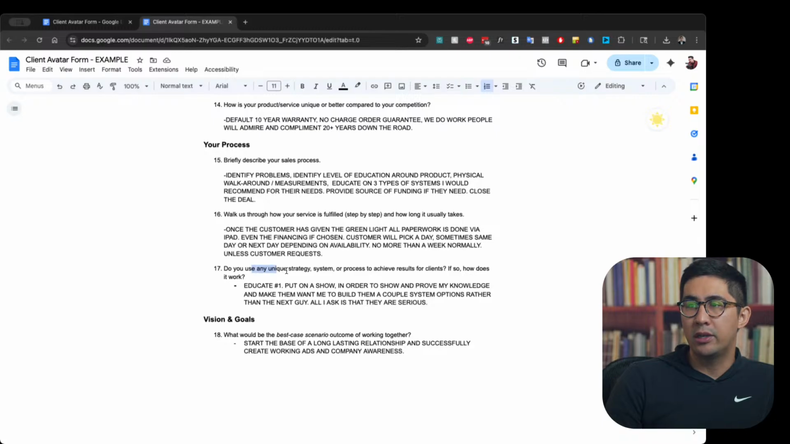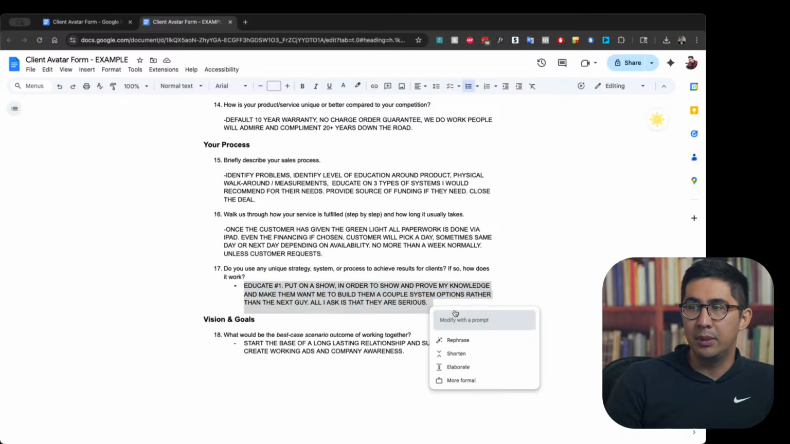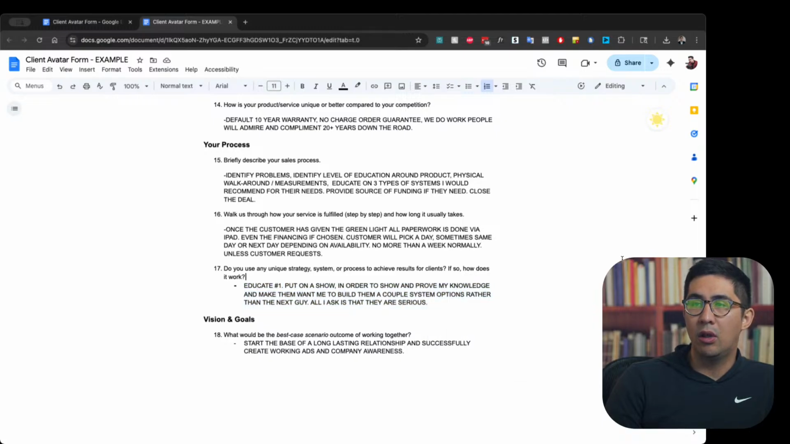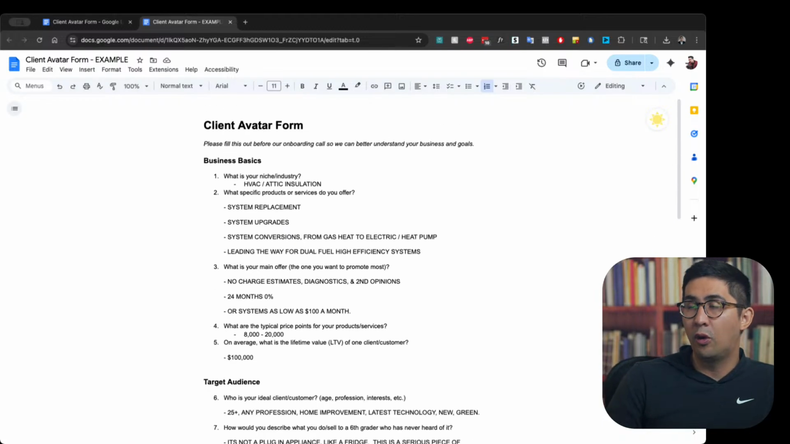And then the unique strategy. Sounds like they really harp on educating, and that's big. I think education is big too. The thing with education is that it takes a long time to convert potentially, so that's the only thing. But this is good. And then obviously, the best case scenario, working with me in my business, start the base of a long-lasting relationship and successfully create working ads and company awareness. So really good. I think this is a great form that they filled out.